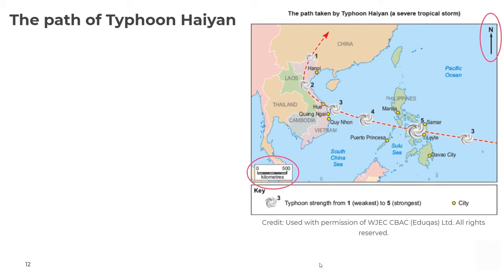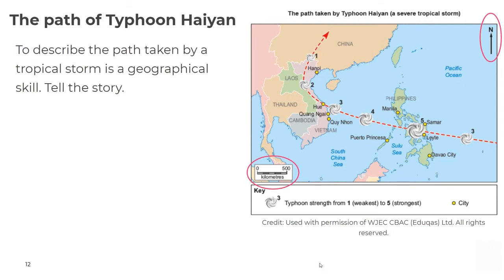So Typhoon Haiyan approached the Philippines from the east, it made landfall, and then it continued to travel towards the country of Vietnam. My description there was actually quite vague and not very detailed, so we're going to learn about how to write about this in far more depth. Being able to describe the route taken by a tropical storm is actually a geographical skill. We have to tell the story. We have to imagine that somebody else cannot see the map that we can see, and we have to paint the picture to them.